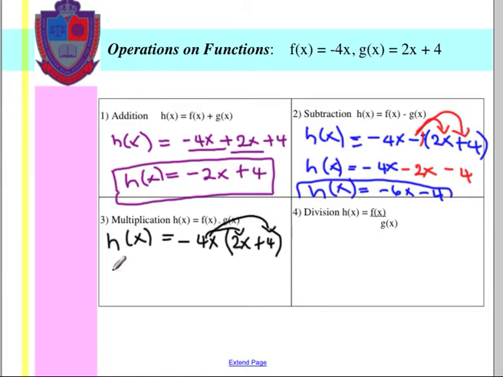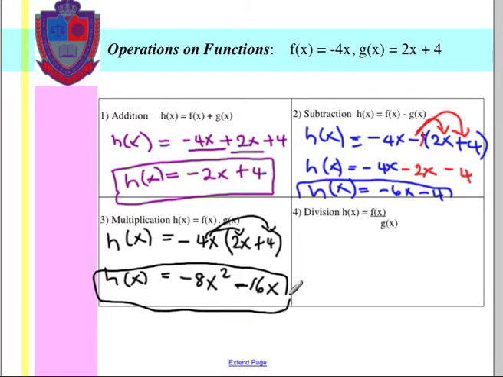Don't forget that. This becomes h of x is equal to minus 8x squared. So negative 4 times 2 is negative 8. X times x is x squared. Negative times a positive is a negative, so I know this will be minus. 4 times 4 is 16, and then we have our x. This becomes our final answer.